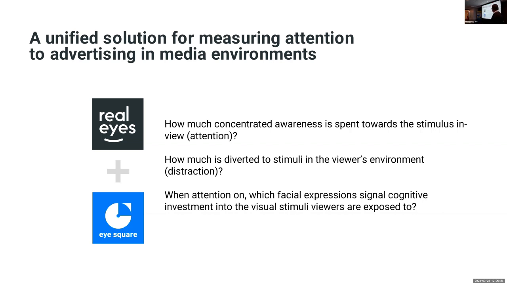But we're basically taking the visual attention measurement and layering on some additional dimensions. Number one, how much concentrated awareness is spent towards the stimulus in view? Number two, how much is diverted to stimuli in the viewer's environment? That's what iSquare does really well, the contextual experiences. And then finally, when attention is on, which facial expressions signal cognitive investment into the stimuli the viewers are exposed to. So it's almost a perfect match of technology, of the realistic contextual environment and all the interaction data that comes along with it, and then putting inside of that visual attention detection and all the emotion reactions on top of that as well to provide color.